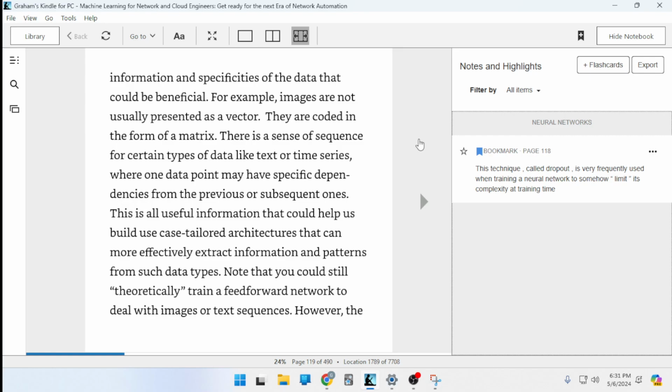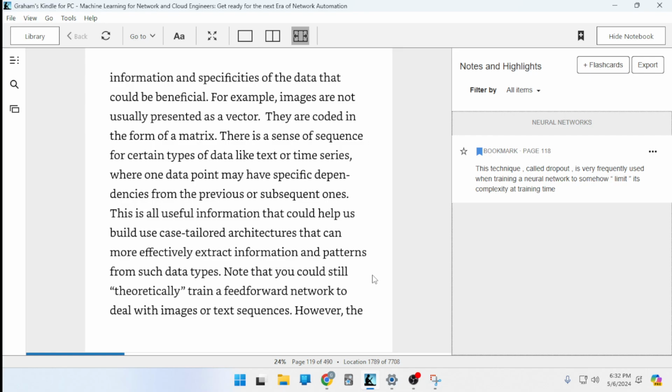For example, images are not usually presented as a vector. They are coded in the form of a matrix. There is a sense of sequence for certain types of data, like text or time series, where one data point may have specific dependencies from the previous or subsequent ones. This is all useful information that could help us build use case tailored architectures that can more effectively extract information and patterns from such data types.